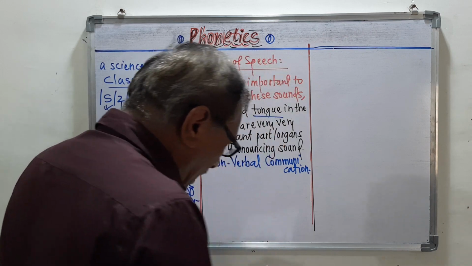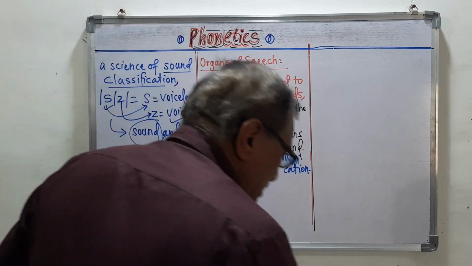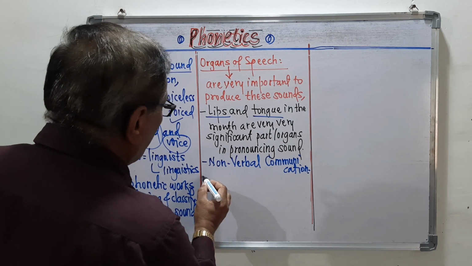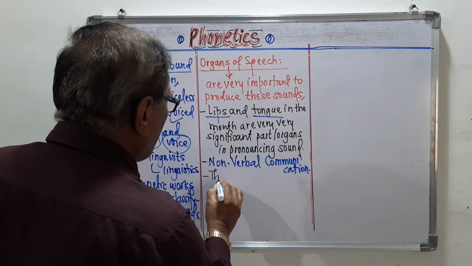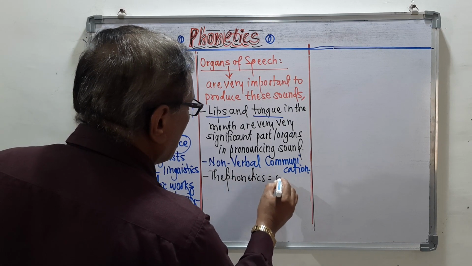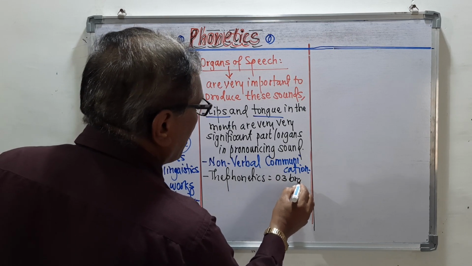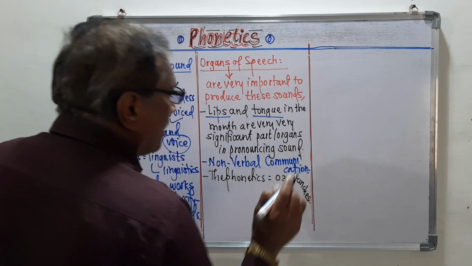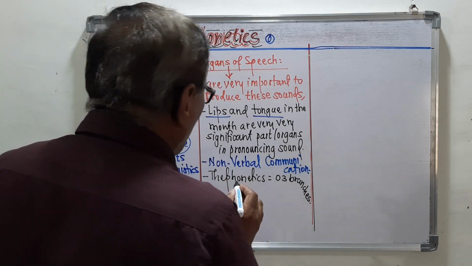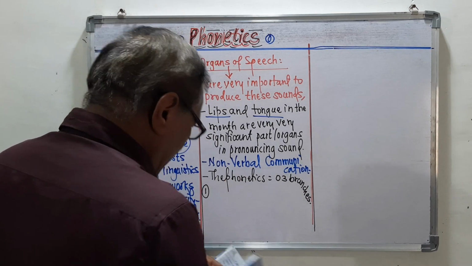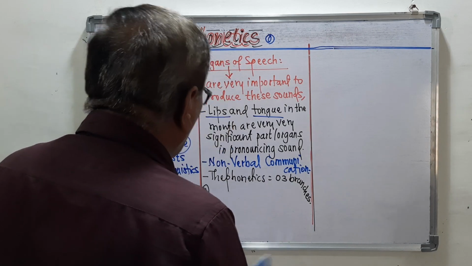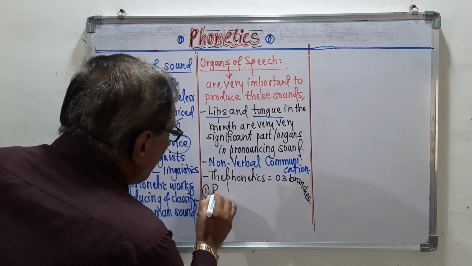Now, I will tell you that phonetics has three methods, three branches. Remember, how many branches are there to this phonetics? This phonetics has three branches. So remember, what is the first branch? I will tell you. The first branch is production or articulation. Remember, the first branch is production.